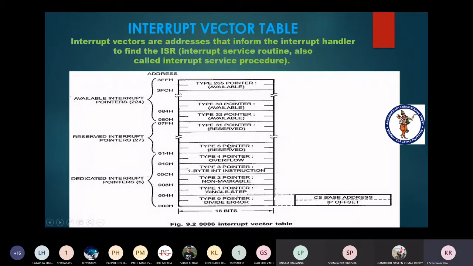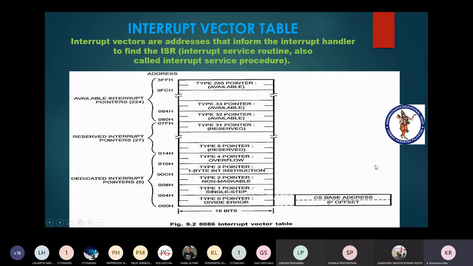From type 5 to 32, you can use them for any purpose. So the remaining ones you can all use for any purpose. So why are you dividing into 3 parts? From type 5 to type 32 or type 255, you can use them for any purpose.